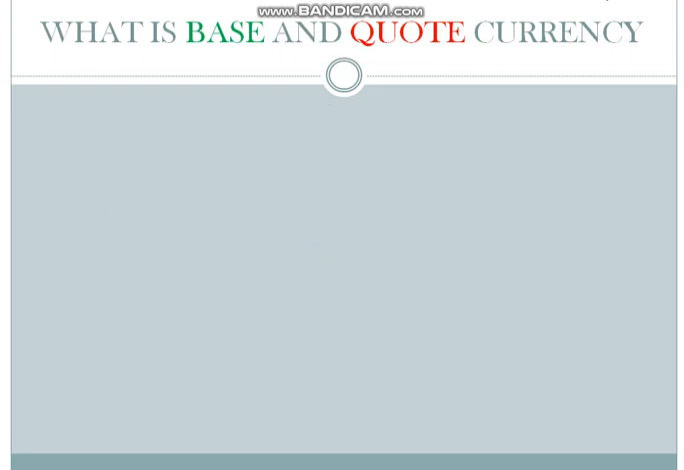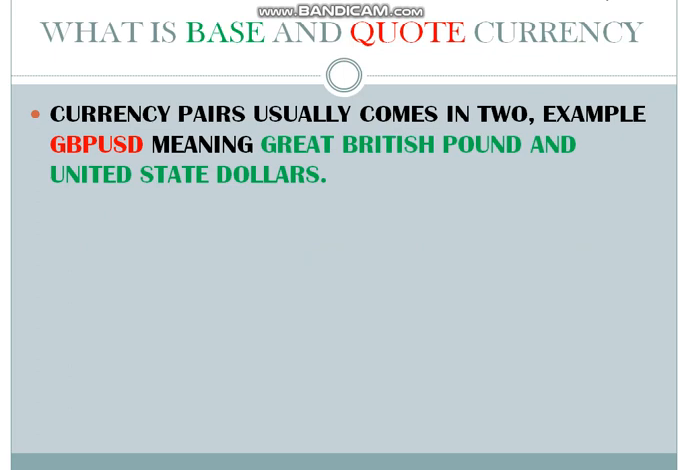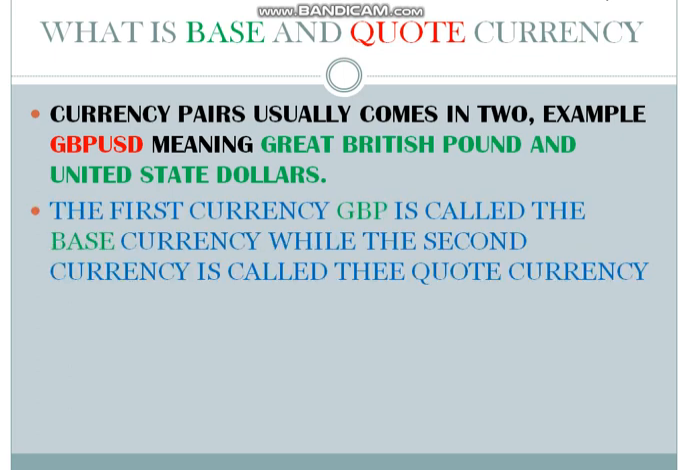What is base and cross currency? Currency pairs usually come in two. Example, GBP USD, meaning Great British Pound and United States dollars. The first currency, GBP, is called the base currency, while the second, which is the USD, is called the quote currency.